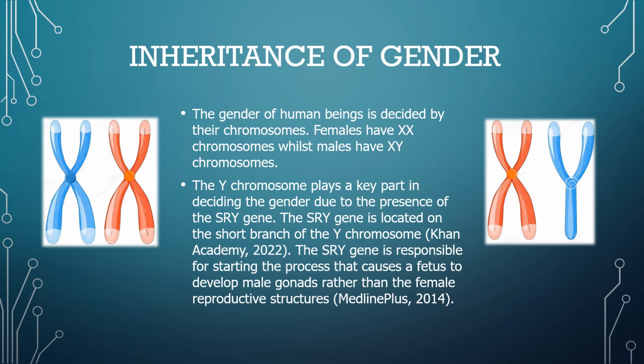The gender of human beings is decided by their chromosomes. Females have XX chromosomes, whilst males have XY chromosomes. The Y chromosome plays a key part in deciding the gender due to the presence of the SRY gene. The SRY gene is located on the short branch of the Y chromosome. The SRY gene is responsible for starting the process that causes a fetus to develop male gonads rather than the female reproductive structures.